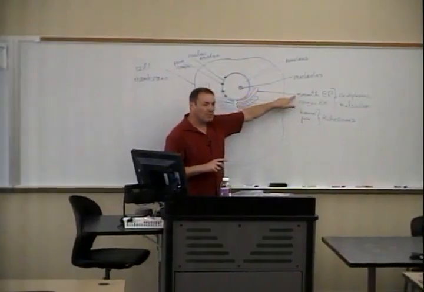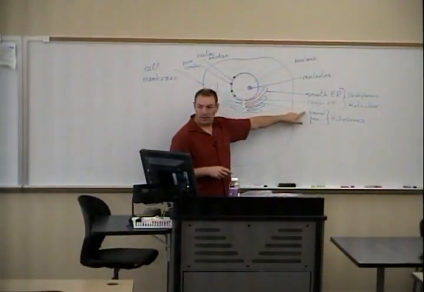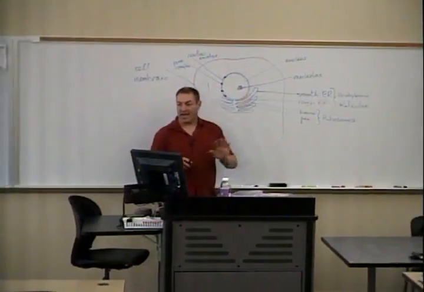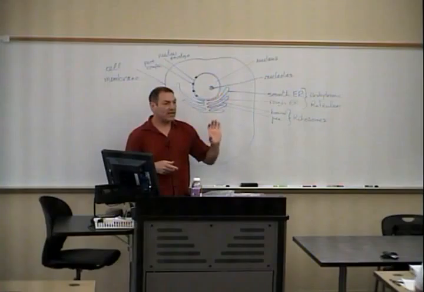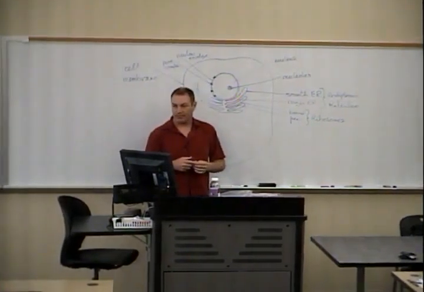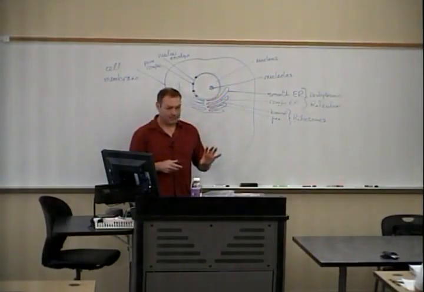So is everybody okay with the smooth ER? Everybody's okay with the rough ER? So the smooth is just towards the outside of it? The smooth is because it has no ribosomes bound to it. We'll talk about the ER separately in just a sec. All right. Bound and free ribosomes. You're good with those, yeah?